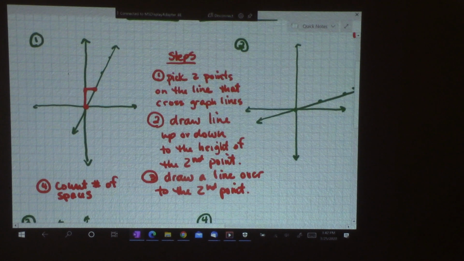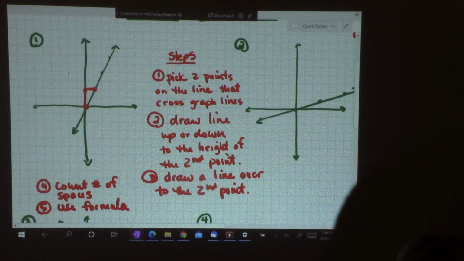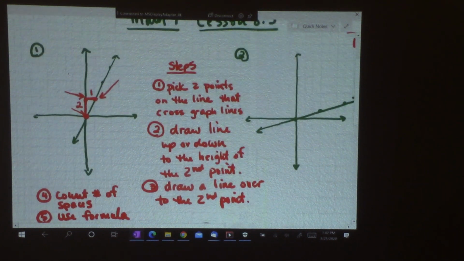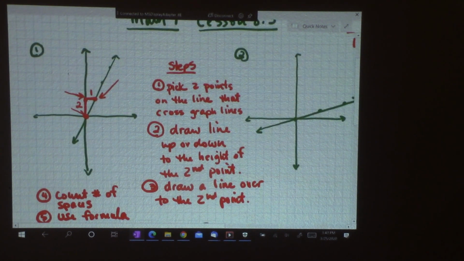Okay, and then the last thing I'm going to do is use the formula. With all this written down, it'll help you to remember what to do, but we don't have to write it again. Okay, so count the spaces. So from here, right here, up to here, on the graph, I go up 2. And then from this point, again, over to here, I go over 1, approximately. So I have that. Now my slope formula was rise over run.